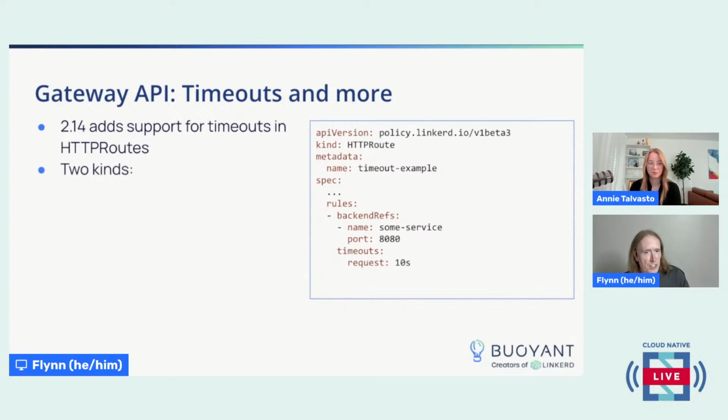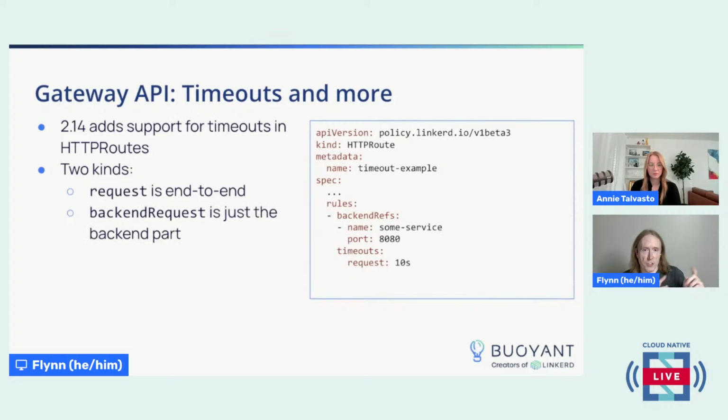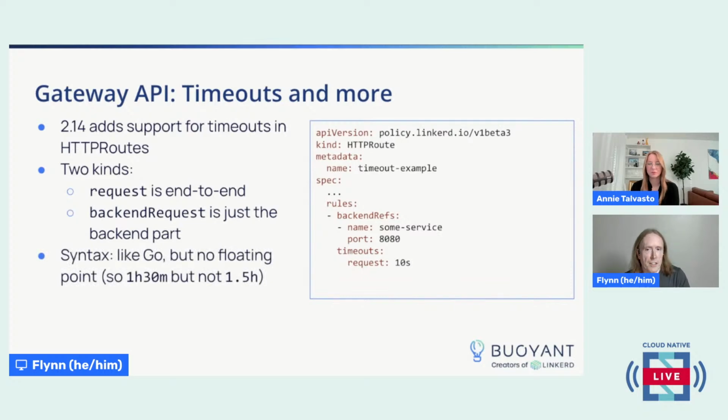We were talking about two kinds of timeouts. There's request, which is an end-to-end timeout. There's also backend request, which is just the part talking to the backend, and we'll show this in a little bit more detail shortly. The syntax for the timeout is basically like a Go time.Duration, but you're not allowed to use floating point. So 1h30m is fine for an hour and a half. 1.5h, not fine. Don't do that.